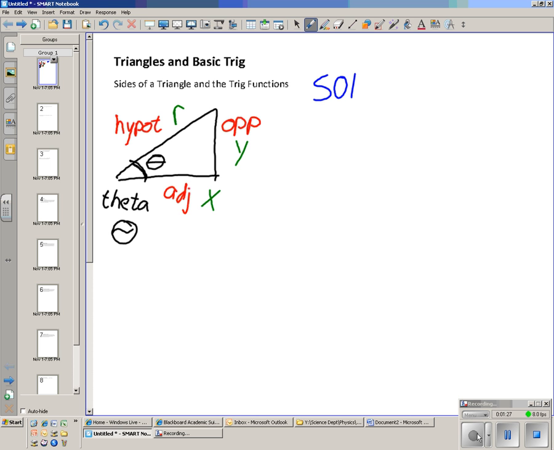So SOHCAHTOA. We have SOHCAHTOA, and SOHCAHTOA is a mnemonic device, which means it's helping us to remember things. So for example, sine of theta equals a ratio of 2 sides on here.